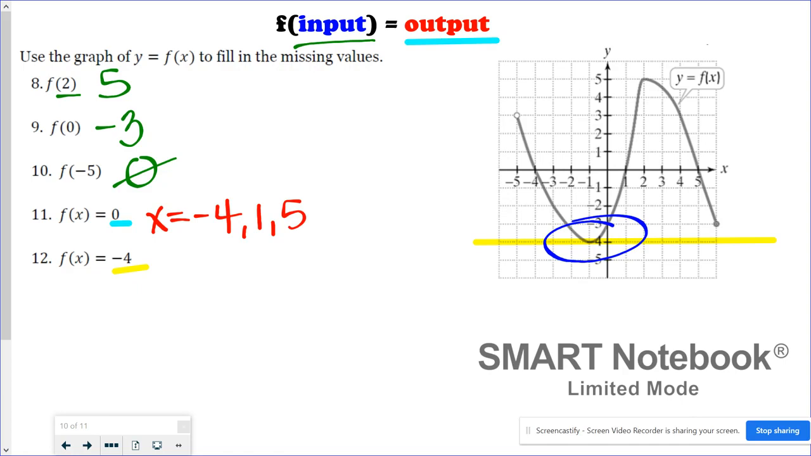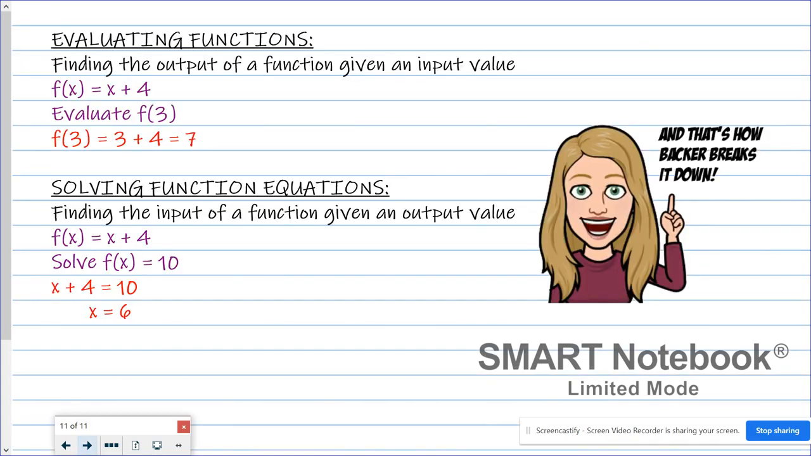In the case of number 12, f of x equals -4, there's only one such location, and that's happening right here, when x is equal to -1. Okay? So evaluate versus solve. When we evaluate a function, we're finding the output given the input. So I know what x is. What is y? And when I'm solving a functional equation, I'm finding the input. I know what y is equal to, but what is x? And that is how Backer breaks it down.